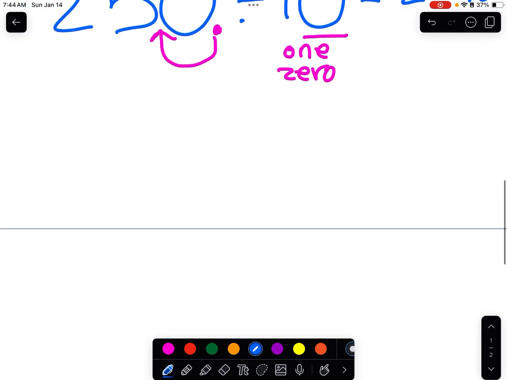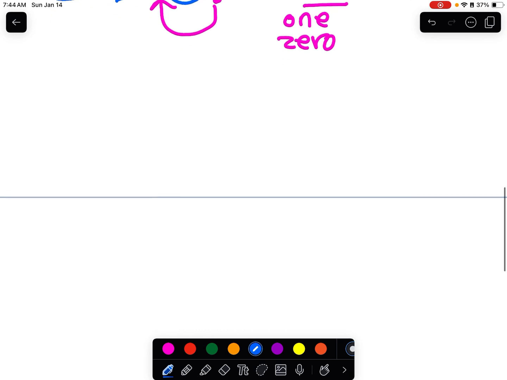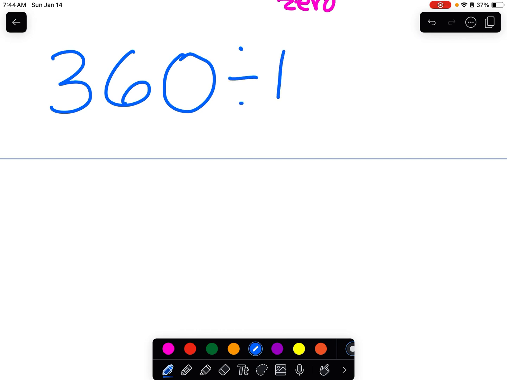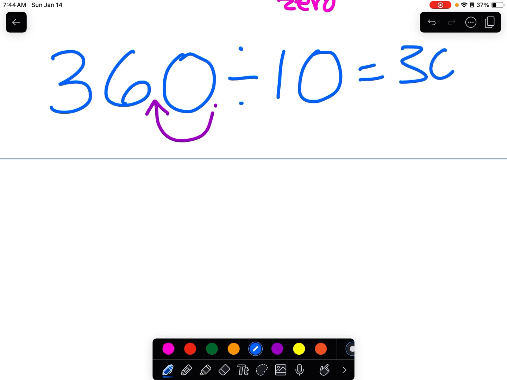Let's do a few more examples. What if we have the number 360 and we want to divide that by 10? The same rule applies. We've got 1 zero, throw in the decimal. We're going to move 1 time over, and so the answer there is 36 or 36.0 if it helps to visualize that decimal point with the 0 next to it.